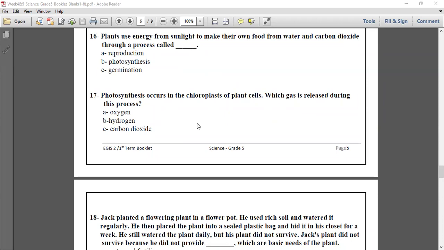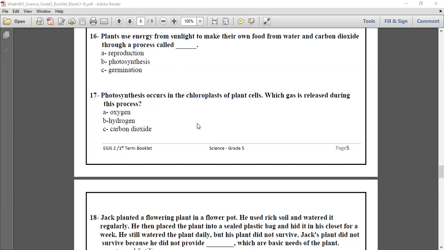Faisal, number 17. The first word is in the process of plants. Read it again. Photosynthesis occurs in the chloroplasts of plant cells. Which gas is released during this process? Carbon. Letter C.